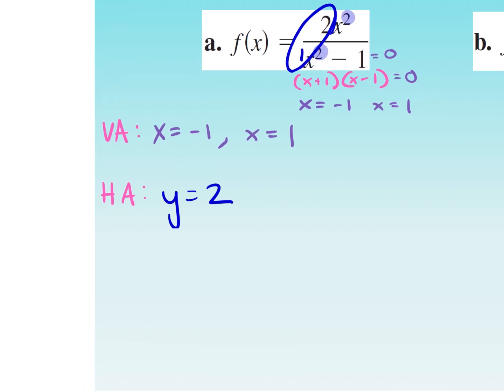And then just for fun, let's find our domain too. So domain goes hand in hand with the vertical asymptotes. How would we write all real numbers except -1 and 1 in interval notation?